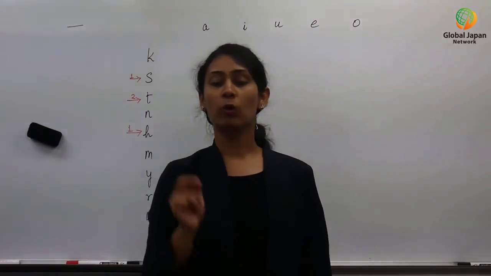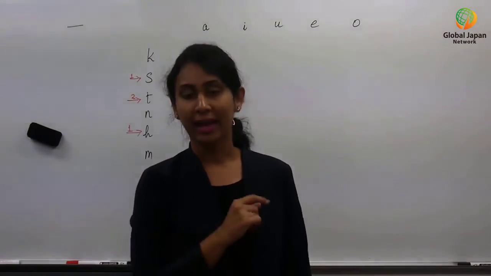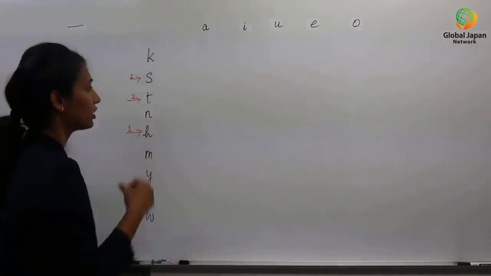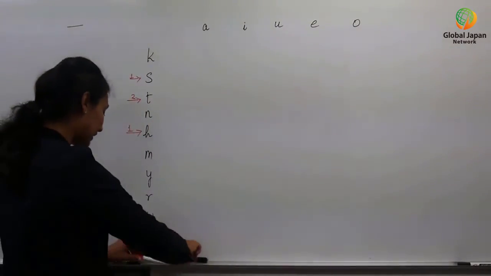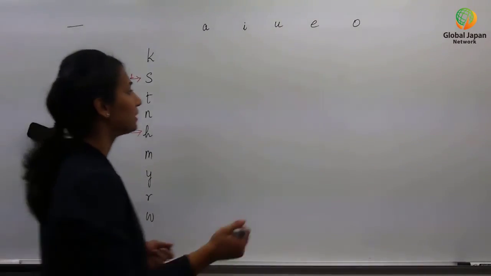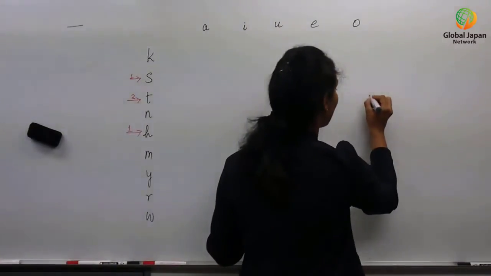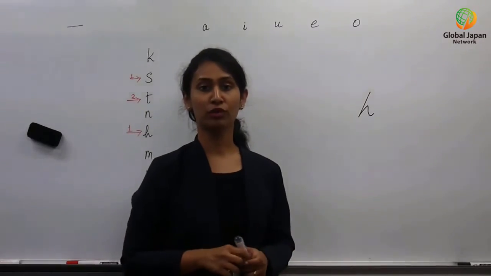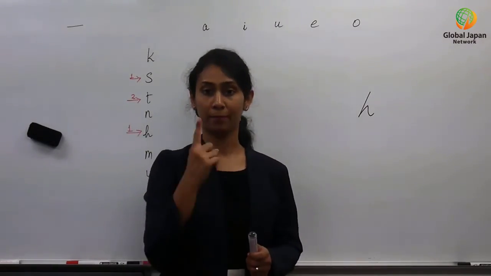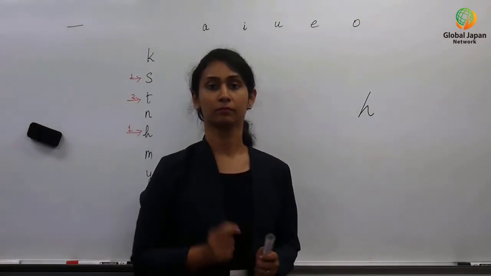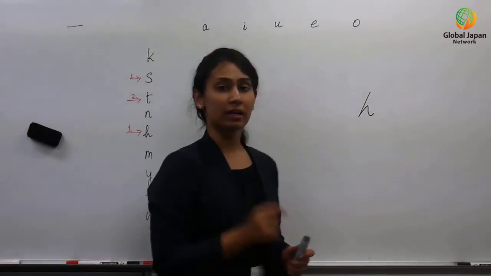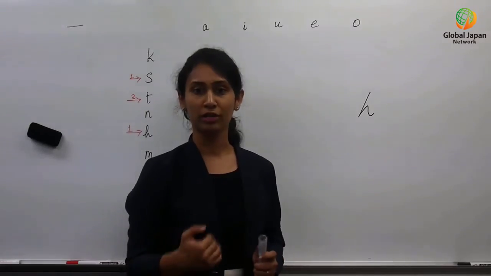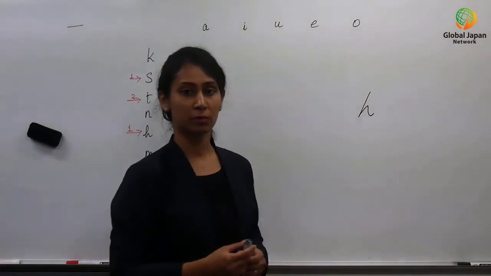I leave you with one last Hiragana character. It does not fall into any of this consonant line as such. The character is written very simple. It's written like this. And the sound for this is, I repeat it. This character is never used at the beginning of a word. It generally comes in between or at the end of the word.